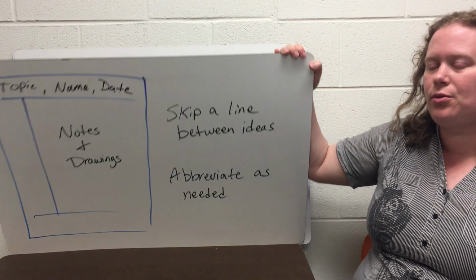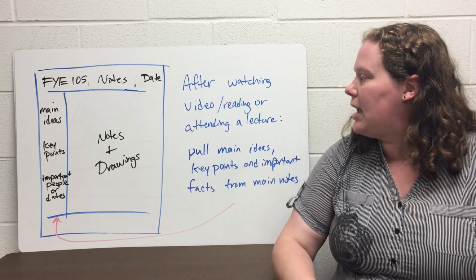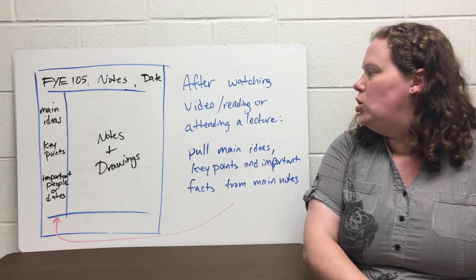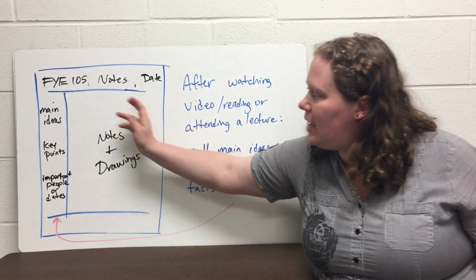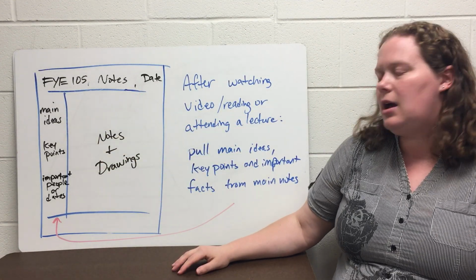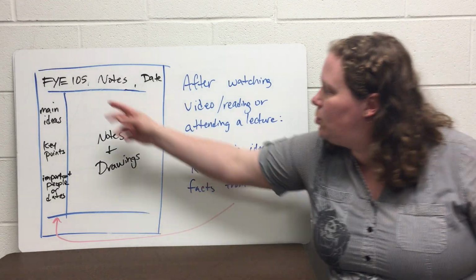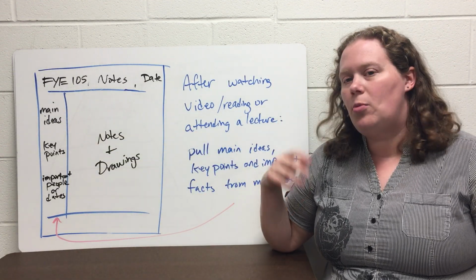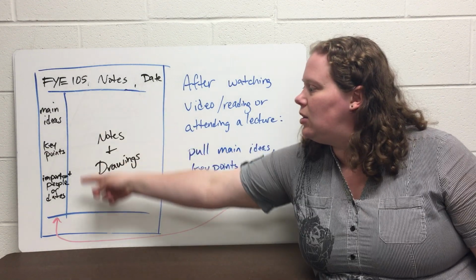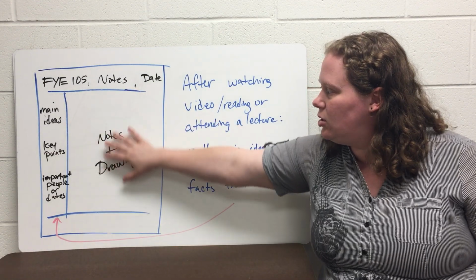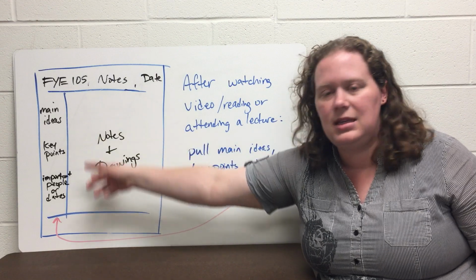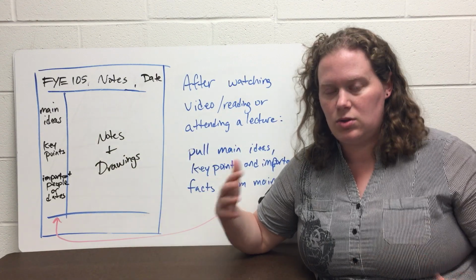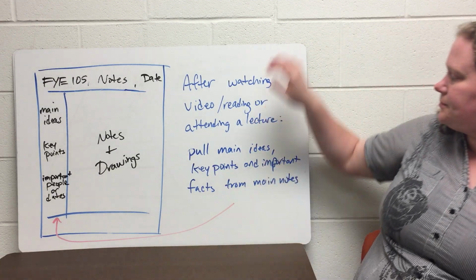Just think through them. Okay, so after you've watched the video or read or attended the lecture, you go through and you look through this and you pull out main ideas, key points, important people or dates, and you put them in this column. And this helps so when you go back to look at this material, you can quickly look here without having to look at all the detail here and see, well, okay, what are the main points here? How does that associate with what I need to be studying?